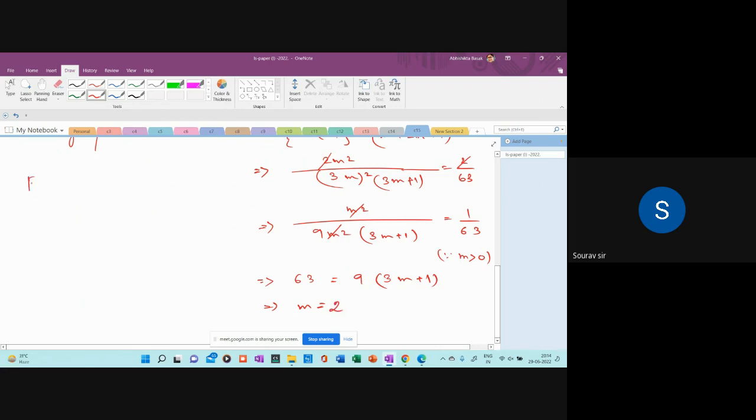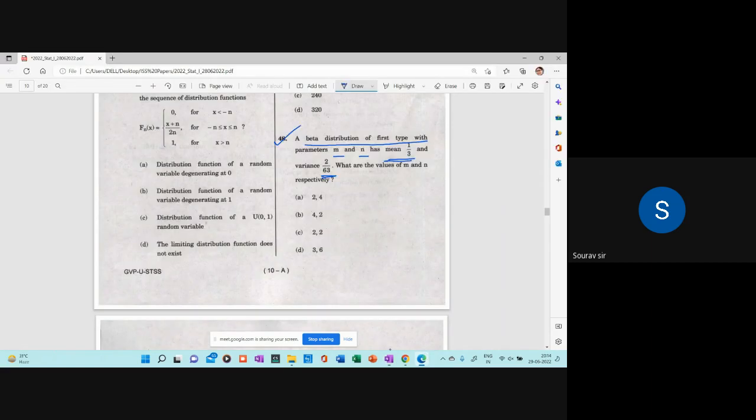So from equation 3, we get n equals 2m, that is 2 into 2, which equals 4. So the pair of values m comma n is 2 comma 4. Let's check the options. Yes, this is the correct option. Is it clear? Yes, ma'am. Okay.